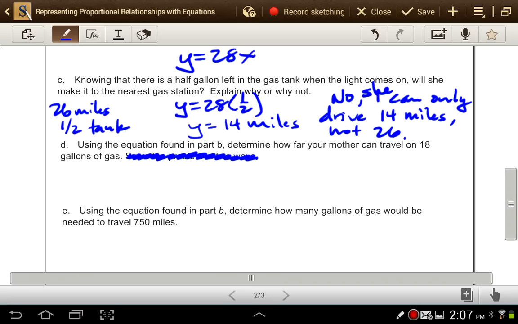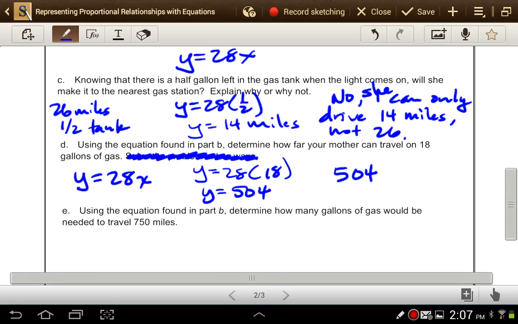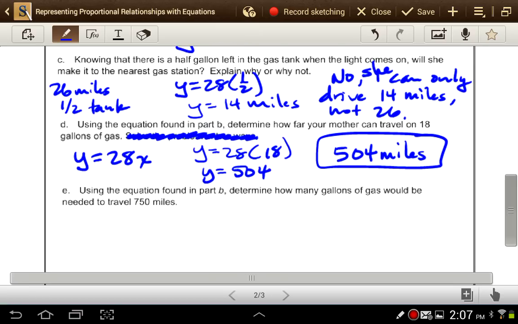Remember, x is our gallons of gas, so I'm going to plug that in. So here's my equation. Y equals 28x. I'm going to plug in the gallons of gas for x. So y equals 28 times 18. When I multiply 28 times 18, I get 504. So y equals 504. What does that mean? That means your mother can drive 504 miles on 18 gallons of gas. Okay? Just plugging it in, using algebra to find it.